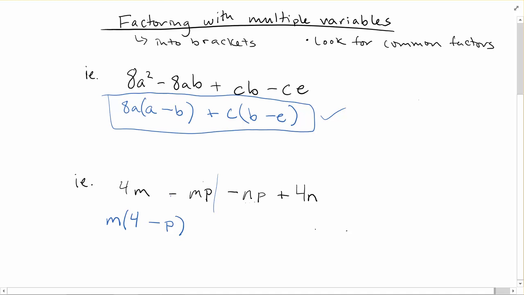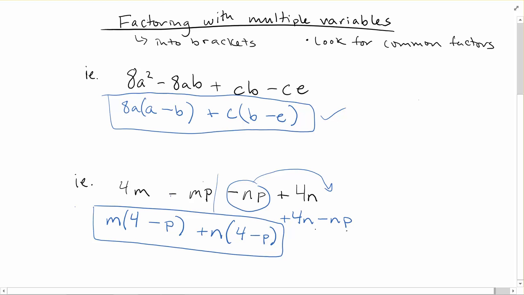Looking at the next set here, they both have an n in common, but I notice that I've got a negative with this one, which makes things a bit tricky. So what I might actually do is just rewrite that for myself. Positive 4n minus np, just change the order. It makes it easier for me to write it. I notice that they both have an n in there, so I'm going to pull the positive n out. And again, n times 4 gets me 4n, and n times negative p will get me negative np. So now I'm up to this step, and that's halfway there.